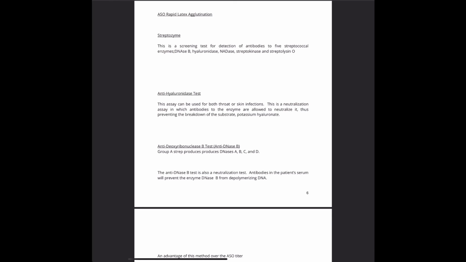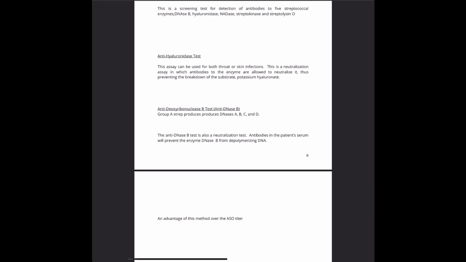Next, we have anti-deoxyribonuclease B, and group A strep produces DNases A, B, C, and D. DNase B is produced by nearly all strains of group A, and they are produced by strep organisms in the throat as well as the skin. The test is thought by many to be the most reliable assay of the group A strep infections, and anti-DNase B is a neutralization test.